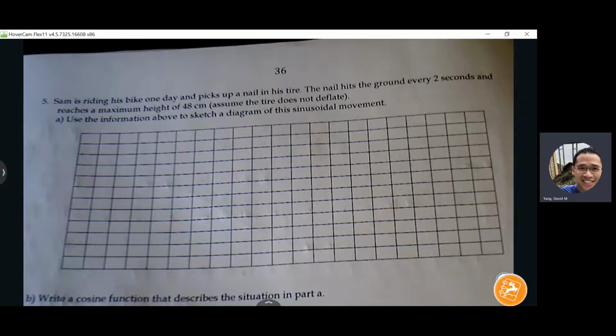Hi guys, page 36. Go ahead and read this problem and see if you're able to set up.